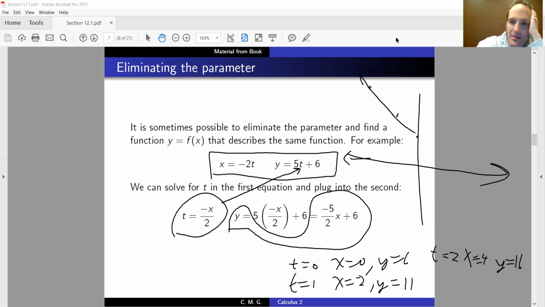I'm mapping this thing out from bottom right to upper left. So I'm going in that direction on my line. So not only does this parametric equation give me a curve, but it actually gives me an orientation, a direction of the curve. What I would call this is a positive orientation, the direction that this curve is being mapped out by the parametric equation. So this is the positive orientation of this curve given by x equals -2t, y equals 5t plus 6. So this is positive orientation.